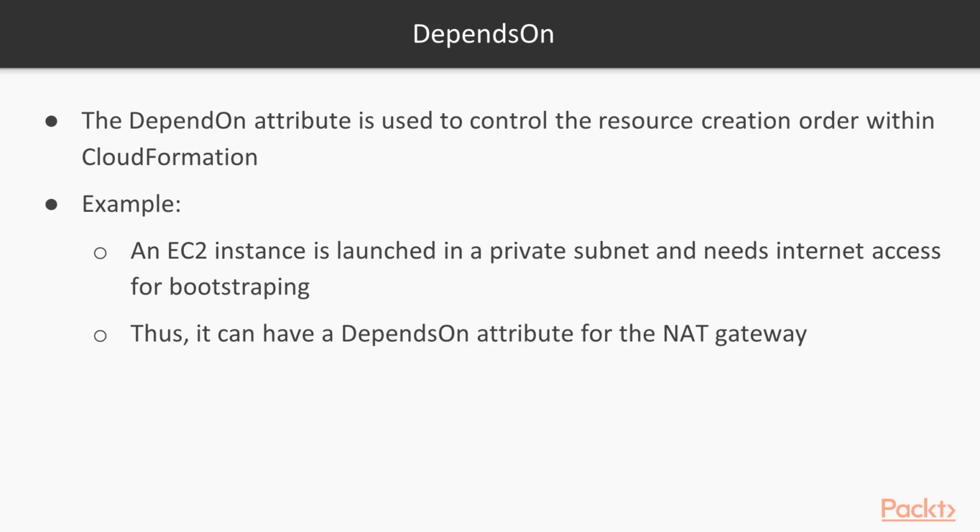What this would basically mean is that if the EC2 instance has a DependsOn attribute for the NAT gateway, then CloudFormation will not create the EC2 instance unless and until this NAT gateway is created. So only after the NAT gateway is created, the EC2 instance will be launched. So this is what the DependsOn attribute is all about. Now, although it might look like it will solve a lot of issues, it doesn't. It actually has various challenges.